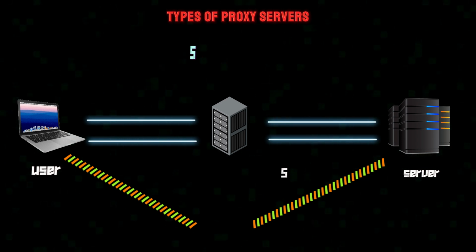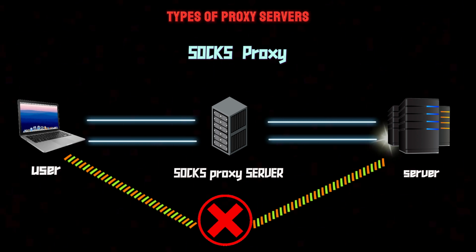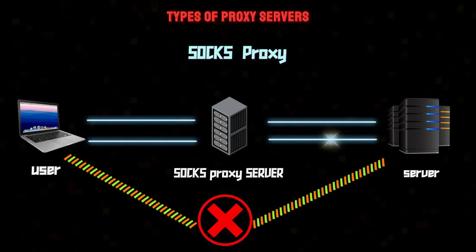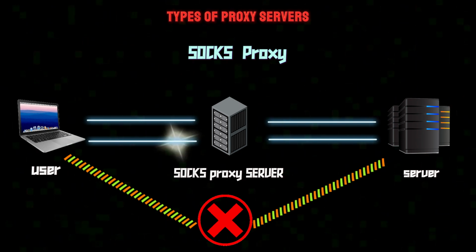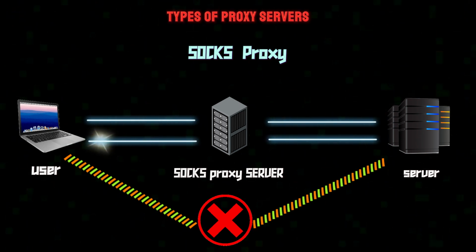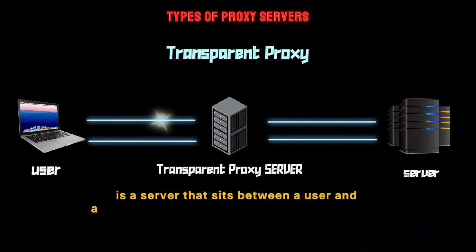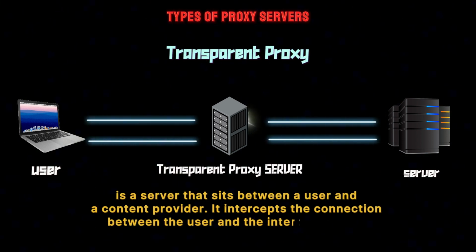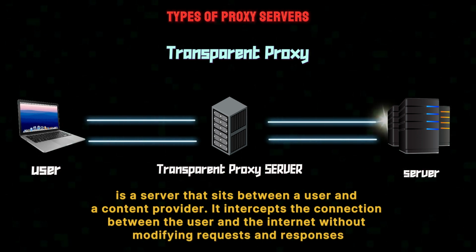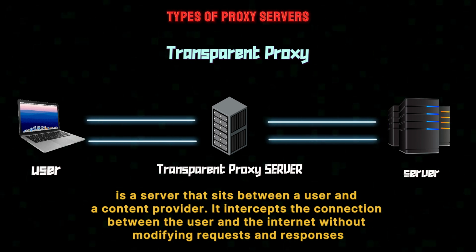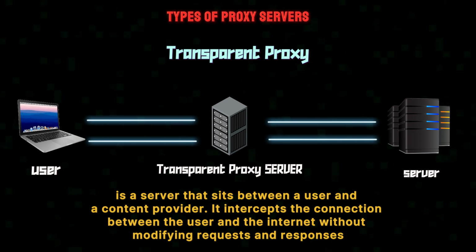SOCKS proxy. Supports various types of Internet traffic, including TCP and UDP. It is often used for bypassing firewalls and providing anonymity. SOCKS proxies come in different versions, SOCKS4, SOCKS5. Transparent proxy. Operates without modifying the client's request. It is often used for caching purposes and can improve performance by storing copies of frequently accessed resources locally.